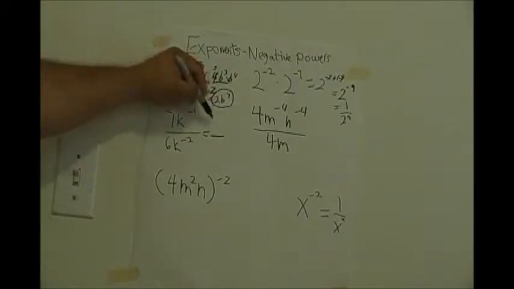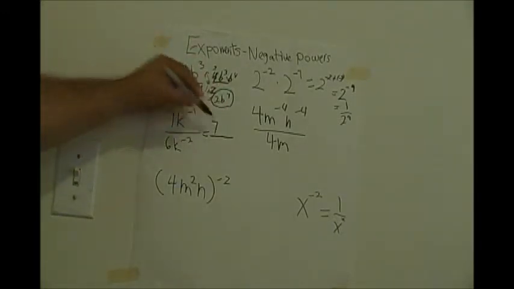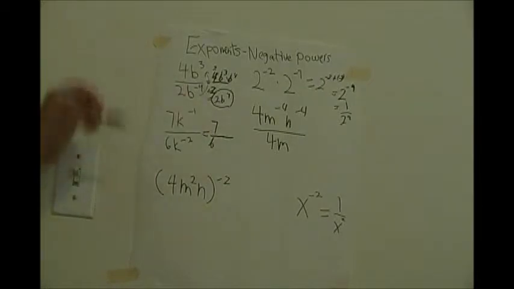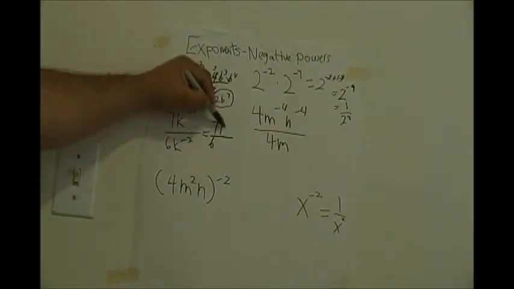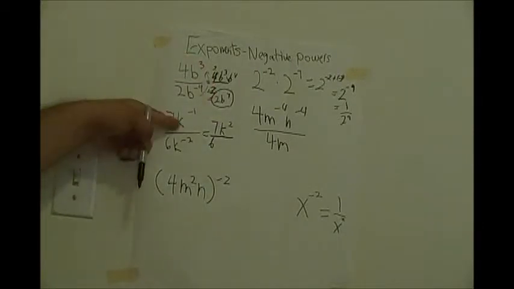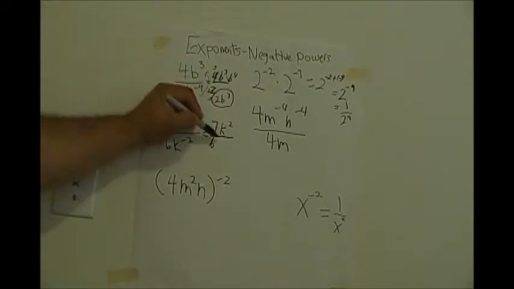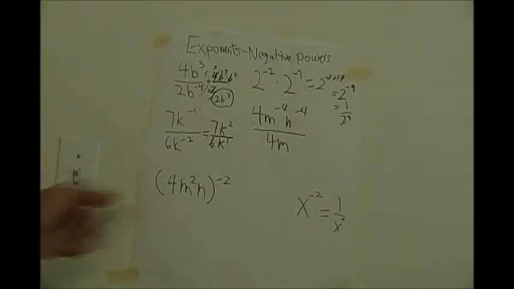So it becomes 7, and then copy down 6. We're going to bring k to the negative 2 to the top, so that's going to be k squared. And then we're going to bring k to the negative 1 to the bottom. You can rewrite this as k to the 1 or just k, but that doesn't matter.